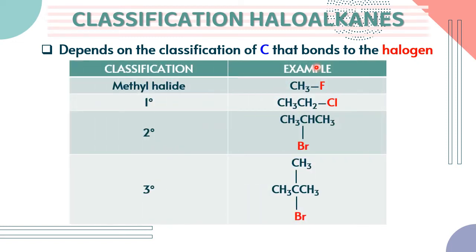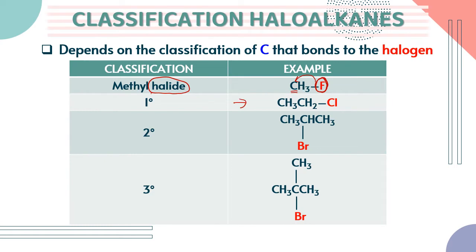So let's look at this table. We have four classifications: methyl halide, primary, secondary, and lastly tertiary halides. So how are we going to classify? If you look at this one, find your halogen. This is our halogen, bonded to this carbon. This carbon is only bonded to hydrogens. It does not bond to any other carbon. So that's why it is classed as a methyl halide. The halide here refers to your halogens.